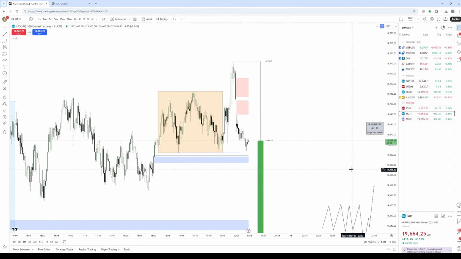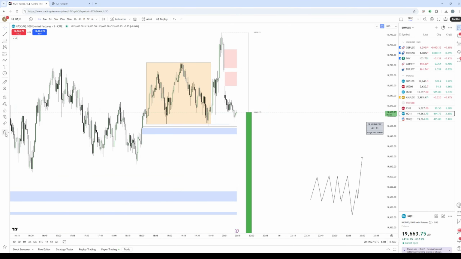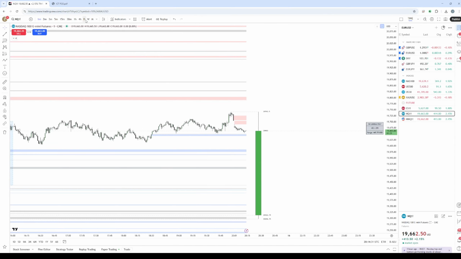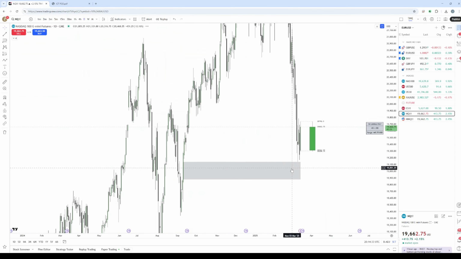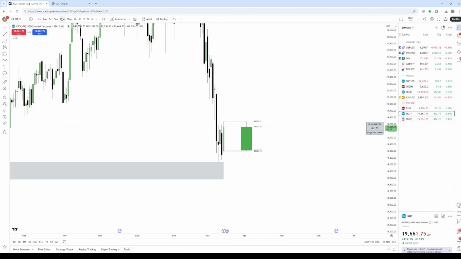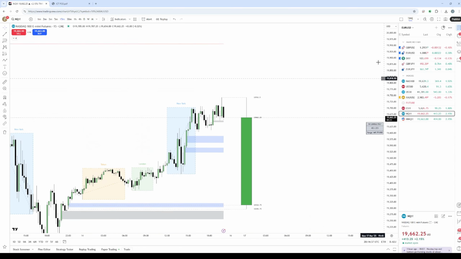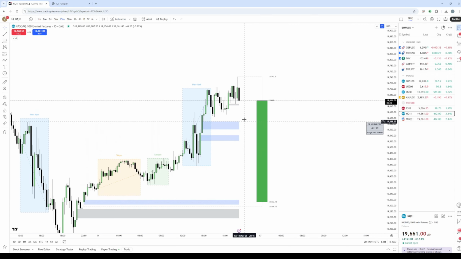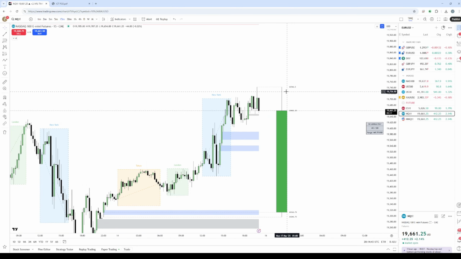Now, a lot of people do use it on the daily sort of PO3. So that's using the daily candle, right? Marking out the daily open. If price comes below the daily open and you're bullish, you then obviously look for buys. And if you're bearish and price comes above the daily open, then you obviously look for sells, okay?